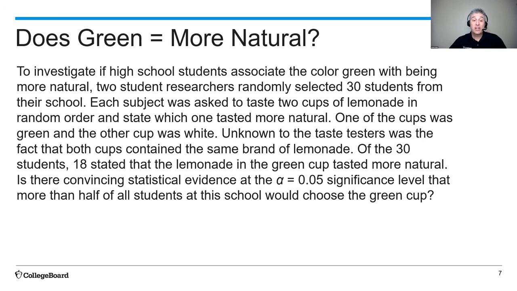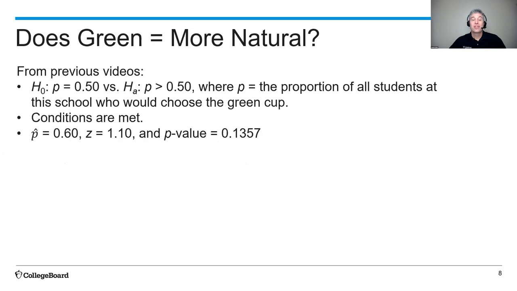So, is there convincing statistical evidence at the 0.05 significance level that more than half of all students at this school would choose the green cup? The wording there in the last sentence will start sounding very familiar as you work through Unit 6, 7, 8, and 9. So from previous videos, here's what we learned. The null hypothesis is that p equals 0.5, and the alternative is that p is greater than 0.5, where p is the proportion of all students at the school who would choose the green cup.